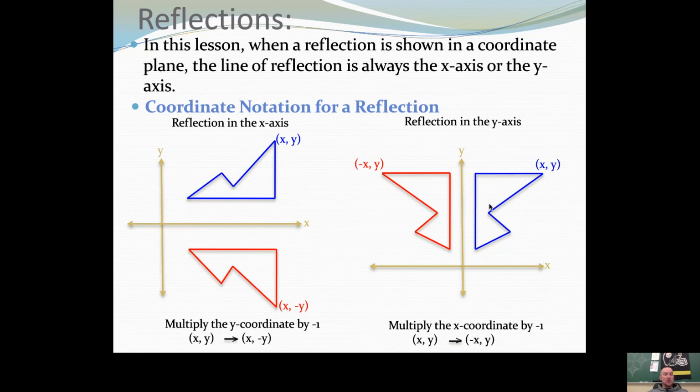Now, if you want to do the same thing over here and flip over the y-axis, what you're going to do is keep the y's the same, but flip the x's. So if it was positive, you would make it negative, and if it was negative, you would make it positive. So you're taking the opposite of the x.